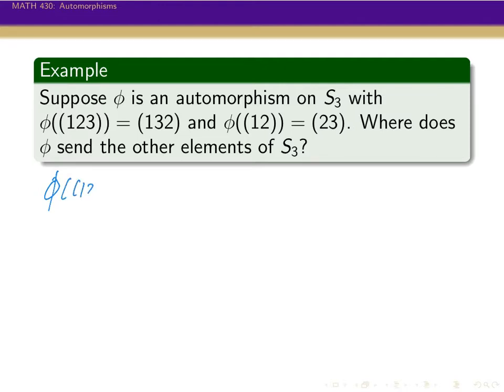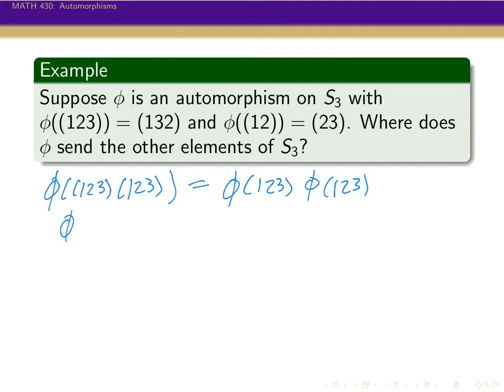And so if we do phi of (1 2 3) applied to itself, this should give us phi of (1 2 3) times phi of (1 2 3) by the rules of isomorphisms. And (1 2 3) applied to itself is going to be 1 goes to 2, 2 goes to 3, 3 goes to 1, 1 goes to 2, and then 2 is going to go back around to 1. And so this is giving us phi of (1 3 2).